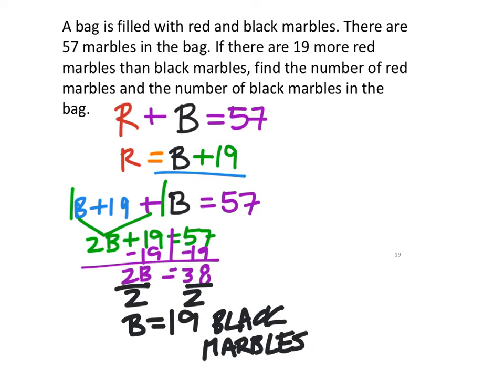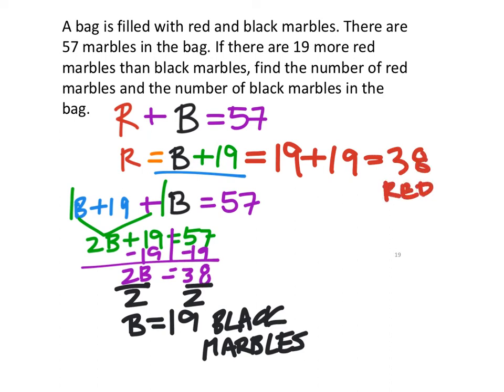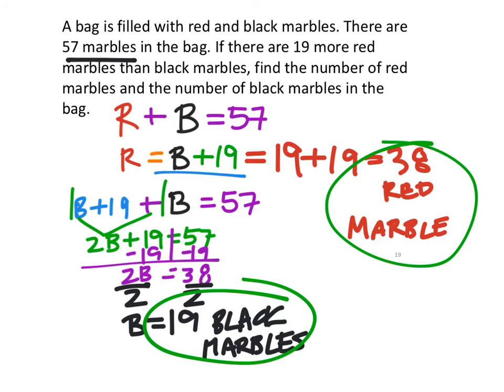That's not bad handwriting for me. If there are 19 black marbles, and we know that there are 19 more red marbles, then the number of red marbles just becomes 19 plus 19, which is 38. 38 red marbles. Now, before I box this in, I'm going to check. 38 plus 19, that'd be 57. Bam, that's how many marbles we know are in the bag. So I know now that these are the two answers we need.